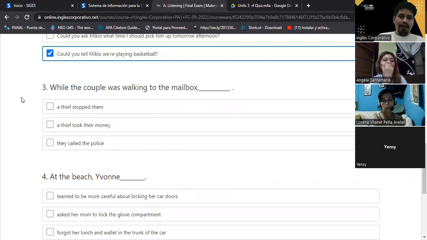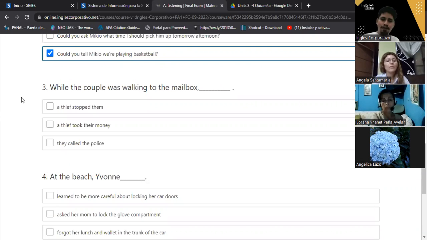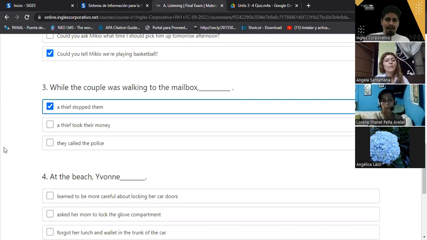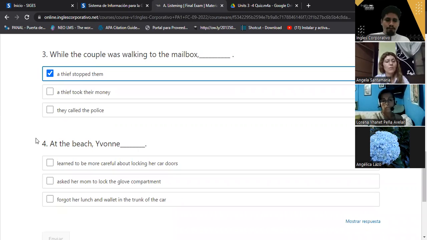Number three, it says, while the couple was walking to the mailbox, which is the correct answer? A thief stopped them. Very good. Excellent. Okay. The last one. At the beach, Yvonne learned to be more careful about locking her car doors, ask her mom to lock the glove compartment, or forgot her lunch and wallet in the trunk of the car. Which is the correct answer?